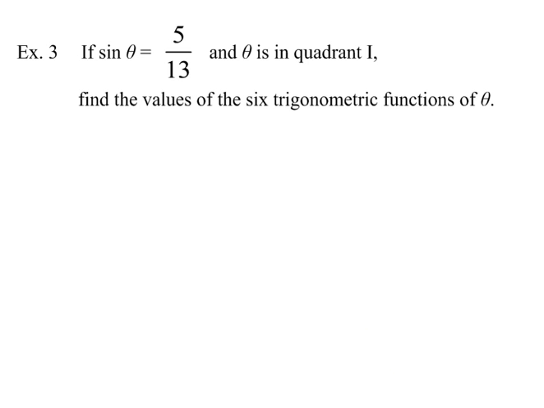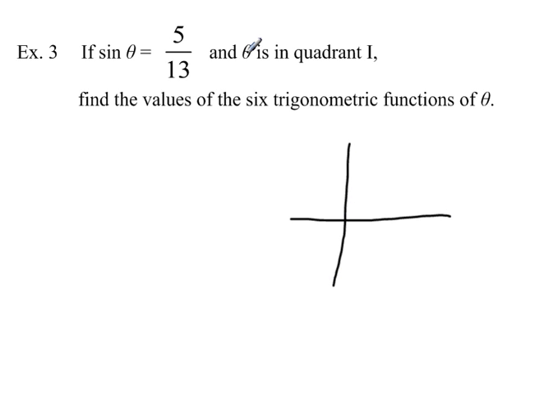Okay, let's move on to a third example. So this example reads, if sine of theta equals 5 pi over 3, and theta is in quadrant 1, find the values of the 6 trigonometric functions of theta. Now I tell you what, in almost everything we do in this unit, it's much easier to visualize it if you can make some kind of diagram. So let's do that. So I'm going to draw a couple axes.